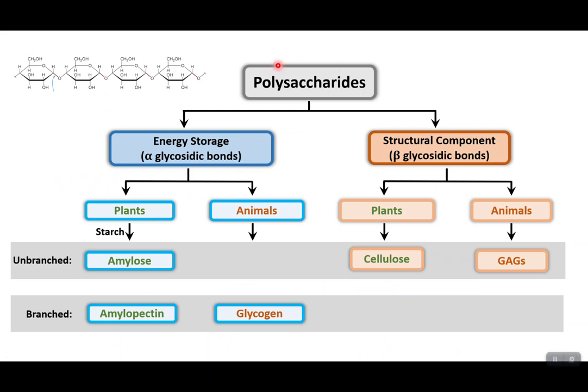So here's an outline of the types of polysaccharides we are going to be discussing in this video. So here, polysaccharides up top, we're dividing that into 2 categories based on their functions. There's going to be the energy storage function and the structural role. We're going to talk about each one of those functions in both plants and animals. So let's start with plants. We're going to talk about first the starch polysaccharide, which is composed of both amylose and amylopectin polysaccharides.